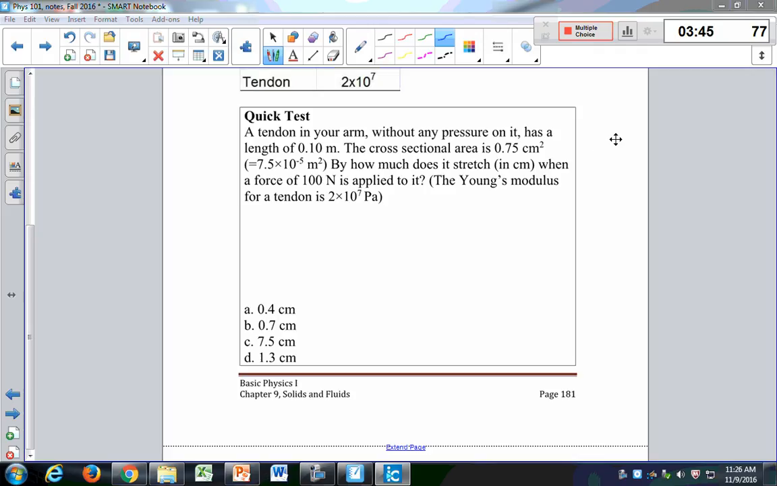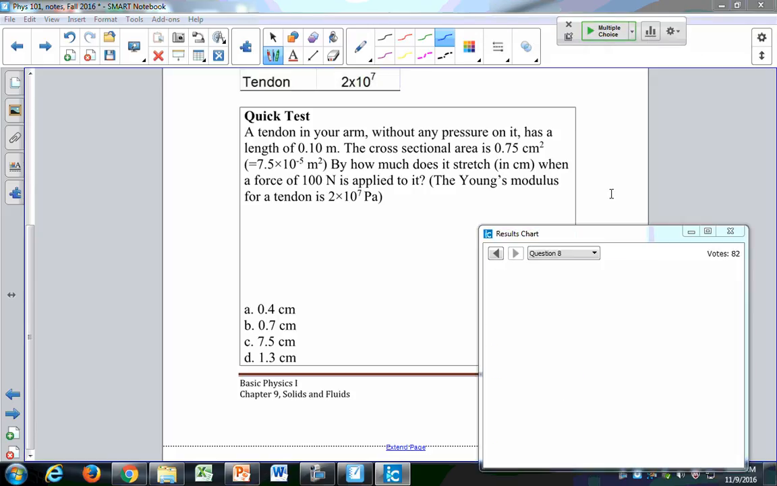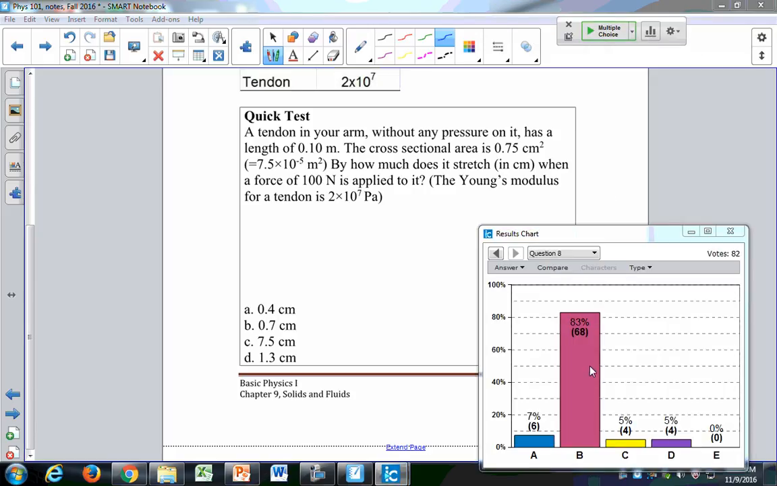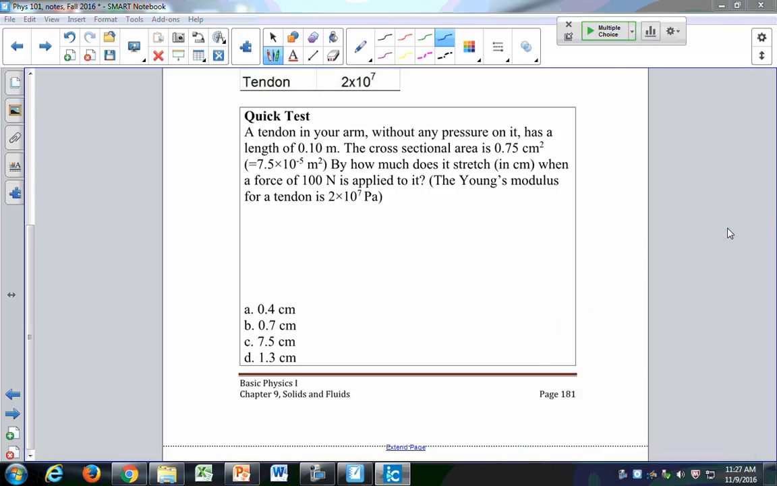Okay, let's stop at 355. So go ahead and guess if you're not sure. 355. Okay, I'm pretty sure B is right, but let me show you.